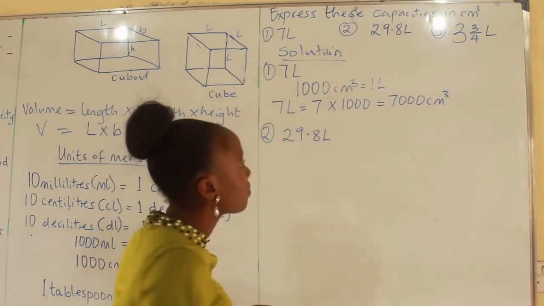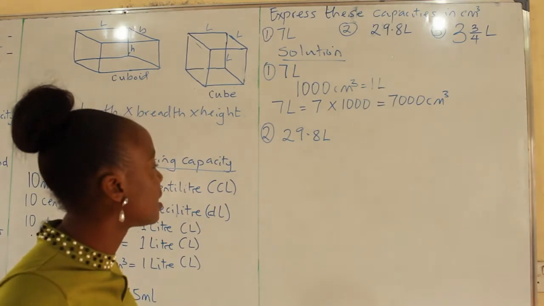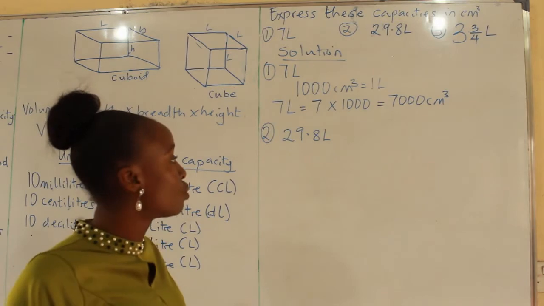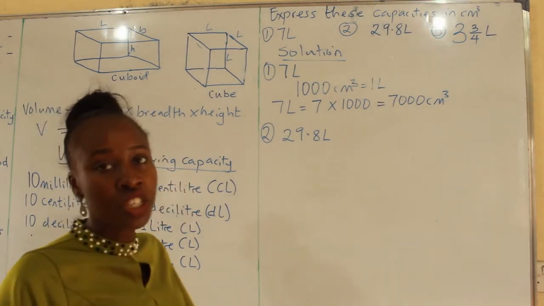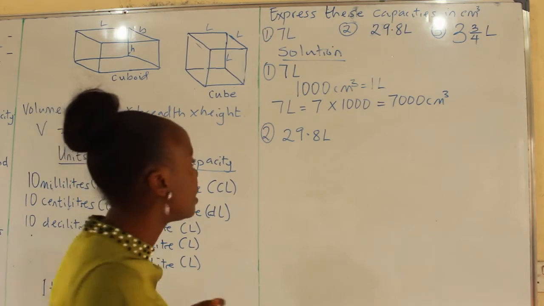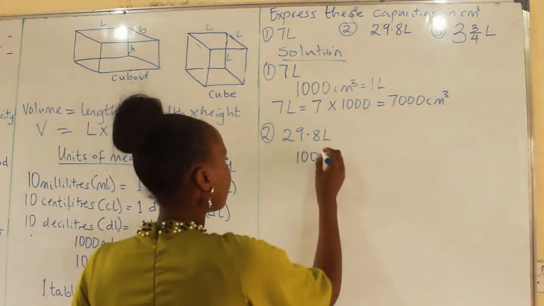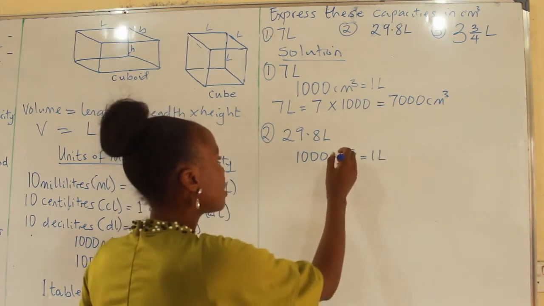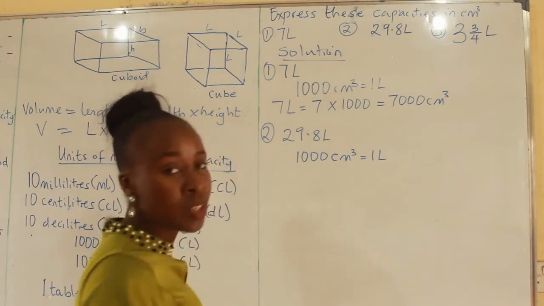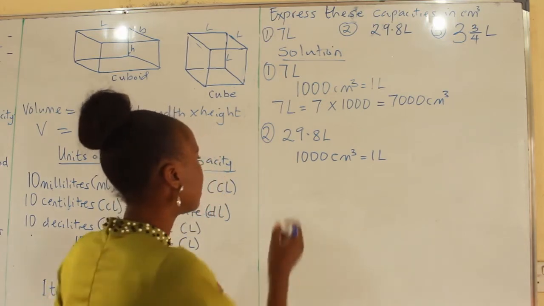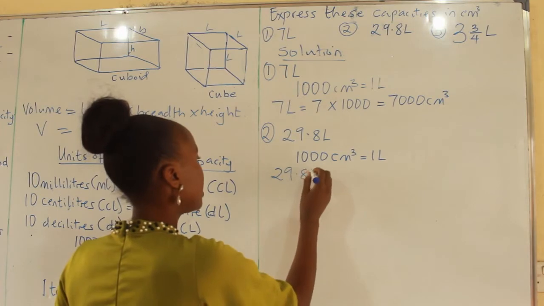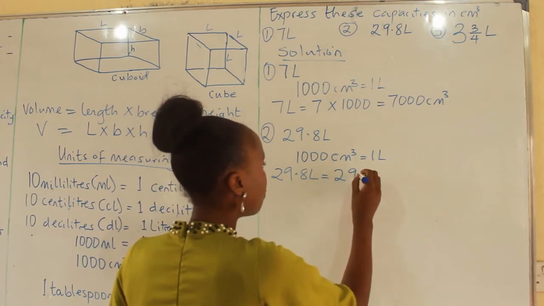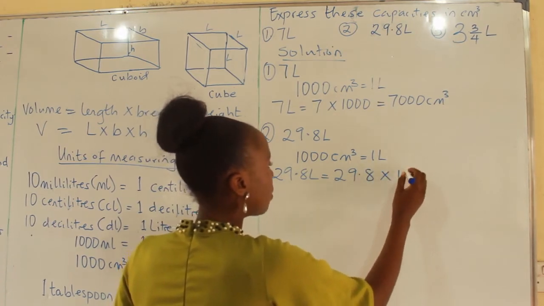29.8 liters. We are to express 29.8 liters in cm cube. And the relationship between liters and cm cube is that 1000 cm cube equals 1 liter. And if 1000 cm cube equals 1 liter, 29.8 liters equals 29.8 times 1000.